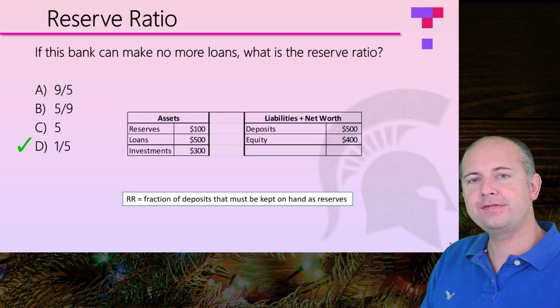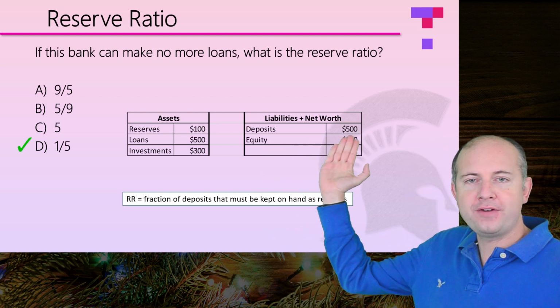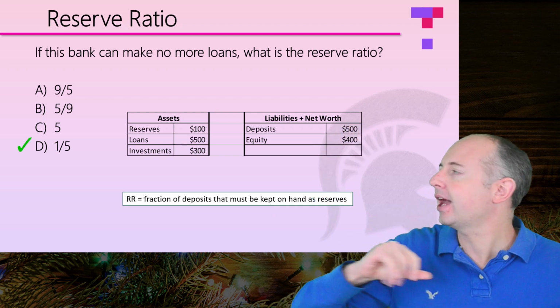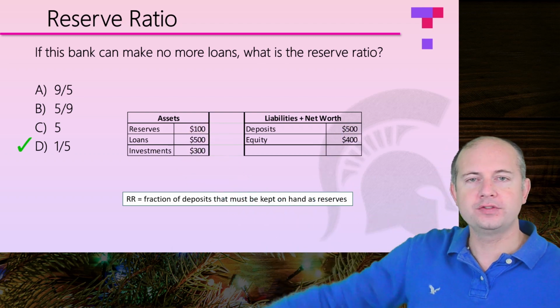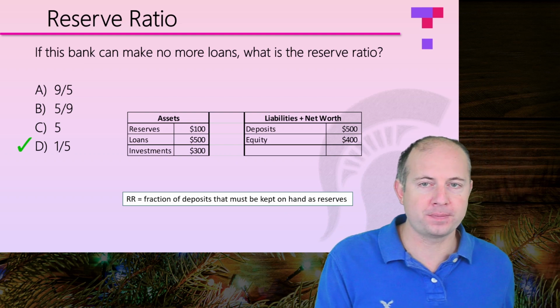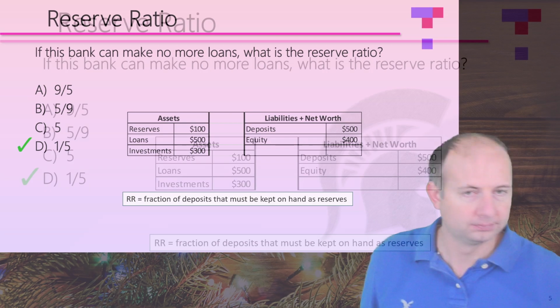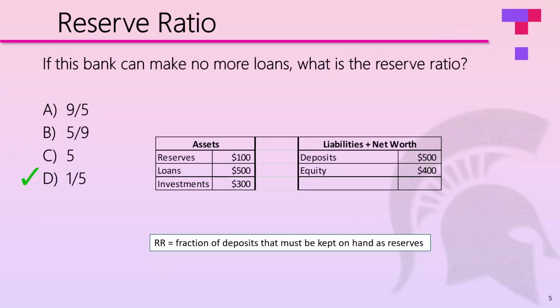And so if we have 500 in deposits and we've kept 100 in reserves, that means we are keeping 1/5 of our deposits in reserve. So the reserve ratio equals reserves over deposits, which here is 100 over 500, which is 1/5.